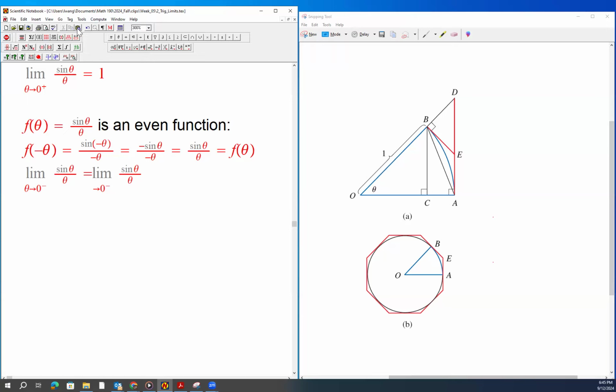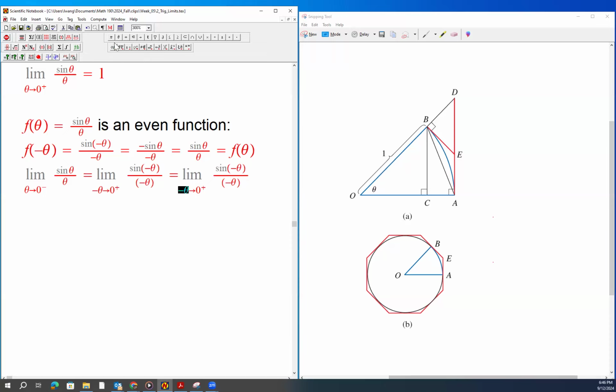Copy, paste, right? If theta approaches 0 from smaller than 0, then negative theta is approaching 0 from larger than 0, right? And I'm going to put a negative theta just like that. So you can pretend that this negative theta, which is now approaching 0 from larger than 0, right? So we can think of that as just a substitution.